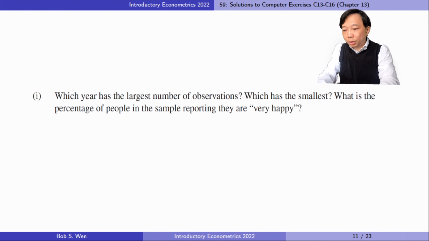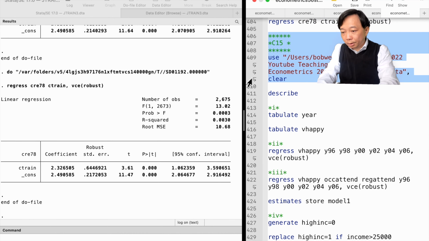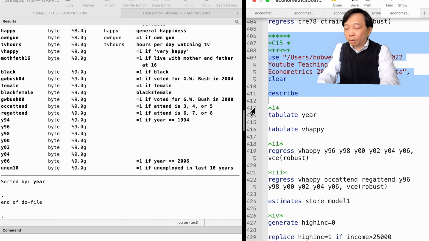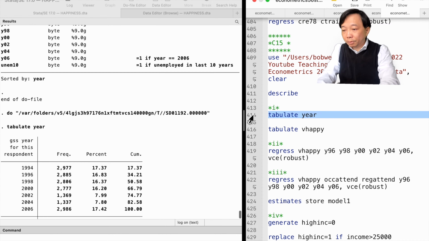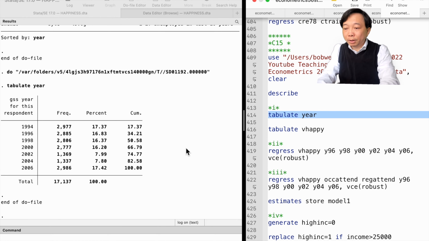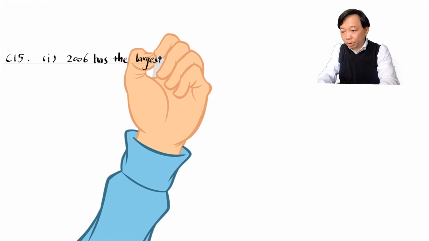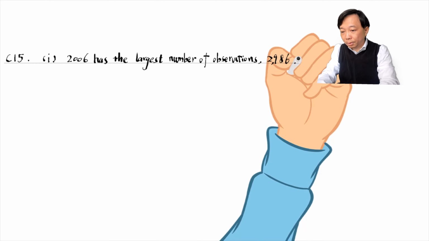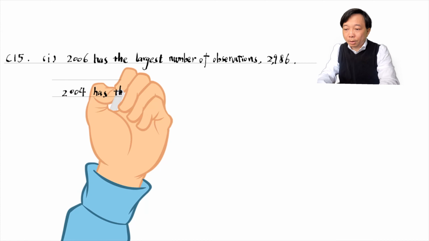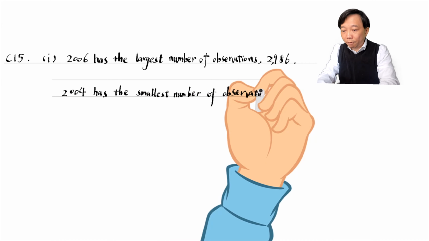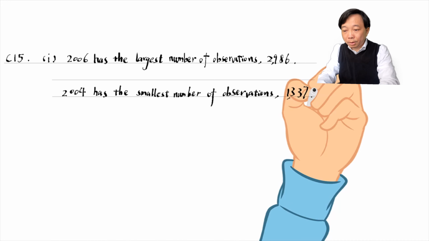In part 1, which year has the largest number of observations? Which has the smallest? What is the percentage of people in the sample reporting they are very happy? In part 1, we can use the tabulate command followed by the year variable to find the number of observations for each year in the sample. There were 2,986 observations for 2006. That is the largest. 2004 has the smallest number of observations, 1,337.